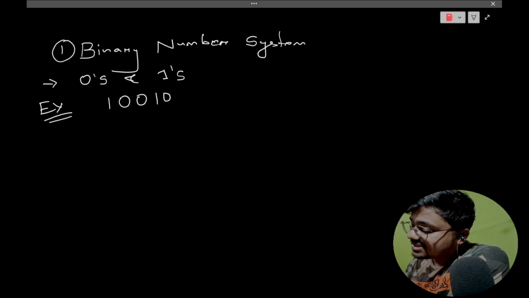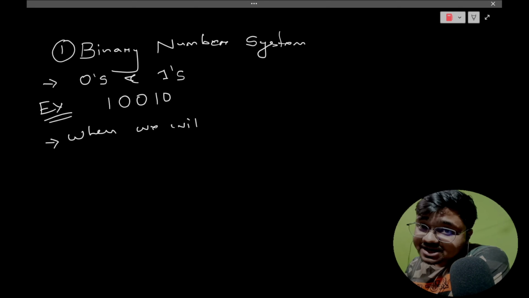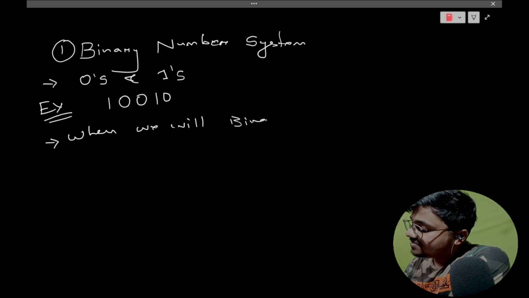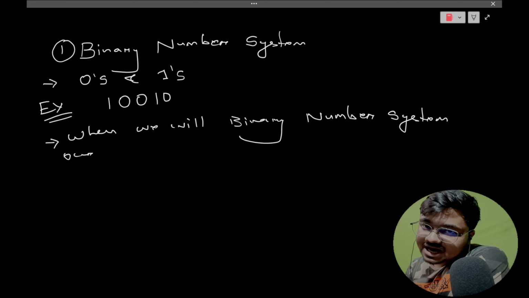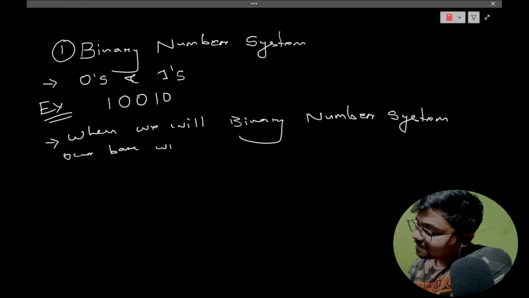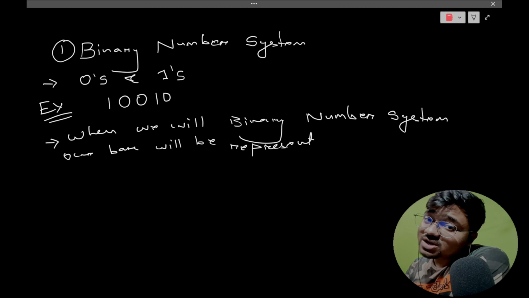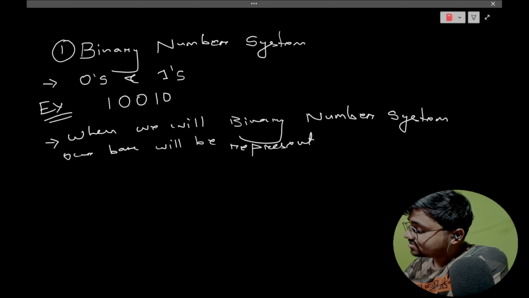There is another rule that whenever we will be dealing with binary number system, our base will be 2. Our base will be represented with 2. Why does it happen? I'm saying the reason why we write the 2 at the base.